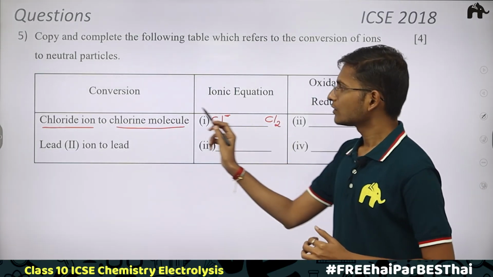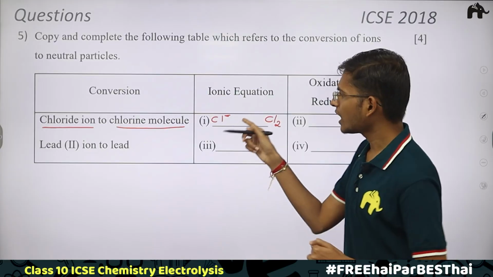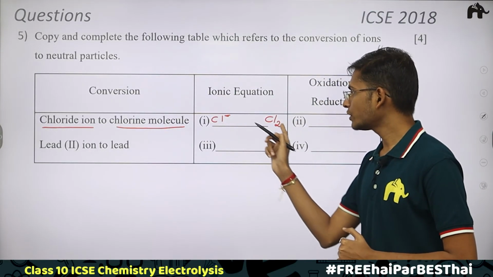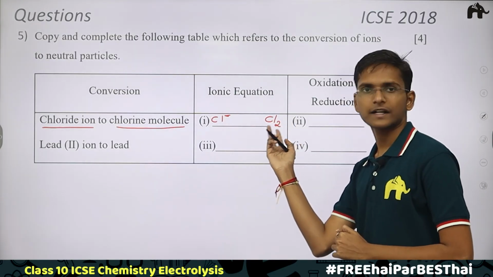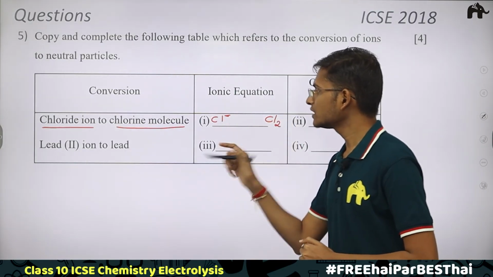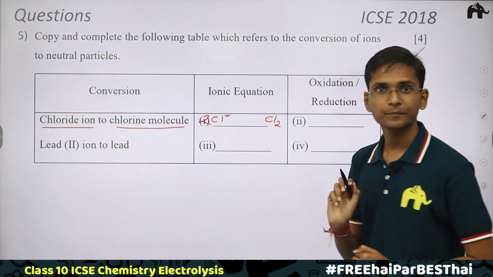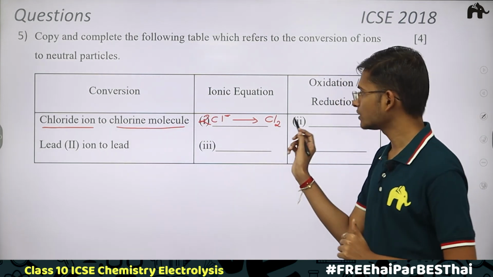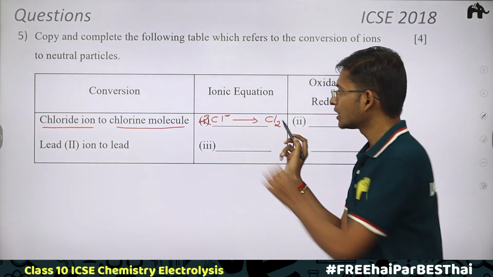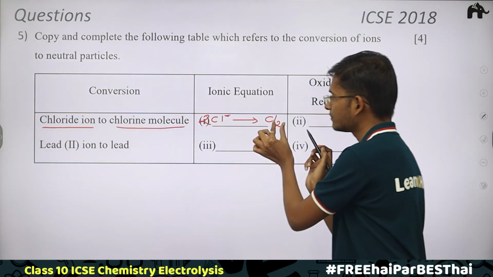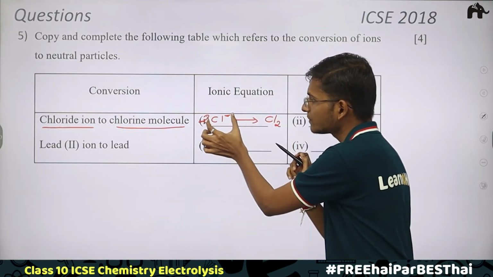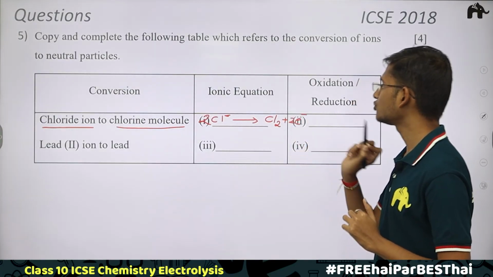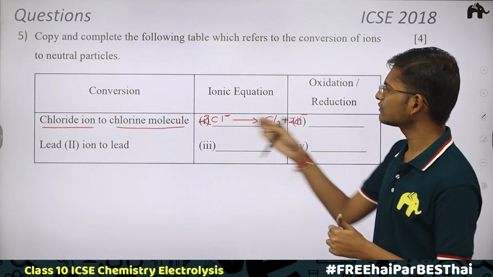Now what I have to do is write the ionic equation. How is chloride ion becoming chlorine molecule? First of all, a chlorine molecule means 2 chlorine atoms, so here we need 2 chloride ions. Then these 2 chlorine atoms would combine and form a chlorine molecule. But what is remaining? 2 negative charges are remaining. So these 2 negative charges are lost as 2 electrons. Clear? This way you have to write the ionic equation.